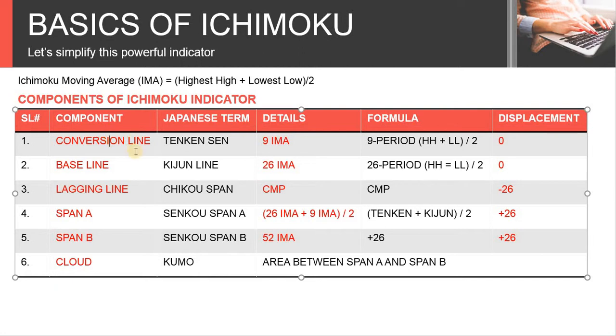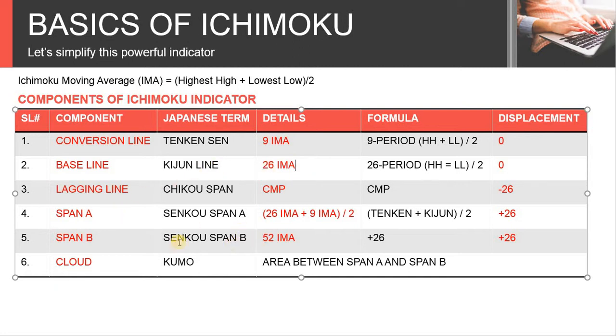The trigger line or conversion line is nothing but a 9-period moving average, which is the 9-period highest high plus lowest low divided by 2. So if you draw a Fibonacci for the last 9 periods, you will get this conversion line value as the 50% of it. The baseline is exactly the same thing, except that instead of 9 periods, you calculate for 26 periods. So this is a slightly stronger support or resistance line, a slightly stronger moving average.